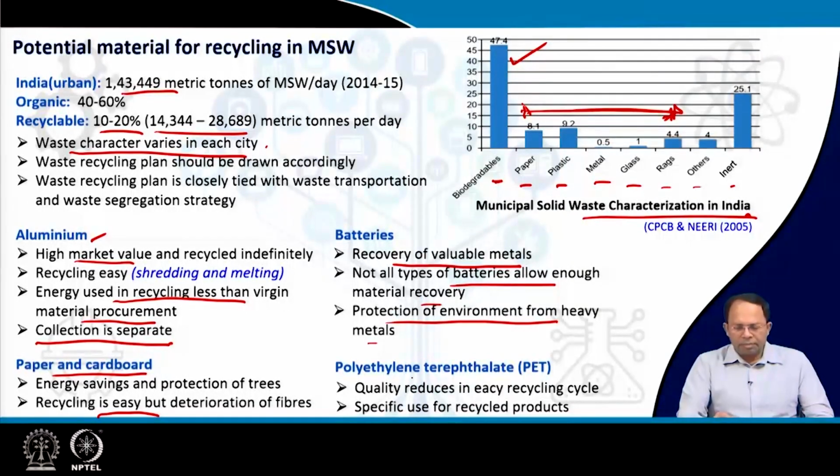Then PET bottles, or polyethylene terephthalate. Here also the quality reduces in each recycling cycle. That means you cannot keep on recycling it indefinitely, and we can only develop certain kinds of recycled products. So we cannot make it again into a PET bottle, but we can develop other sorts of recycled products using this particular kind of plastic.